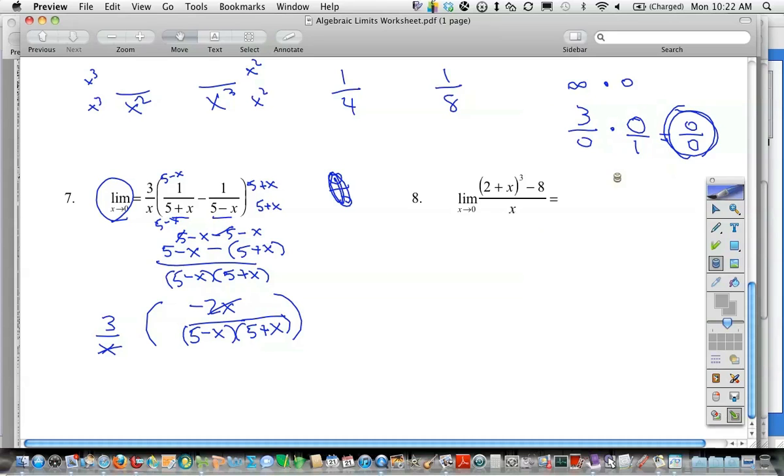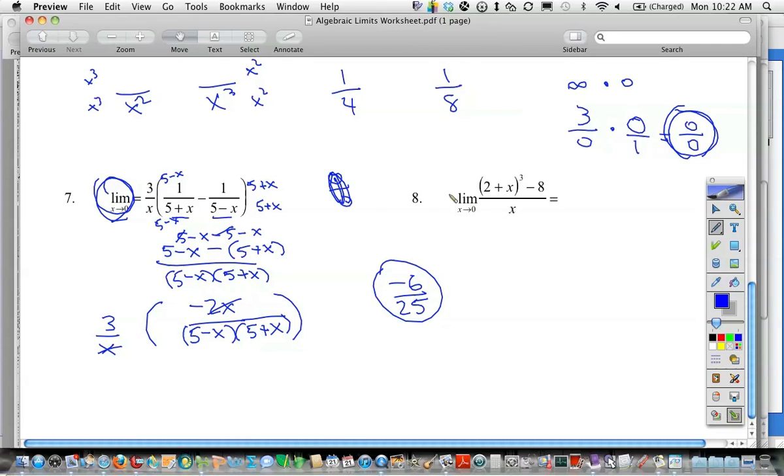It's 0 divided by 0 at this point. So, anyway, 0 over 0, we keep going. We do our common denominators. We get to this point. The x's will cancel. Now we can put in our 0. So we get 5 minus 0, 5 plus 0, so that's 25. Multiply the tops across, we get negative 6 over 25. And there it is. There's the final answer.